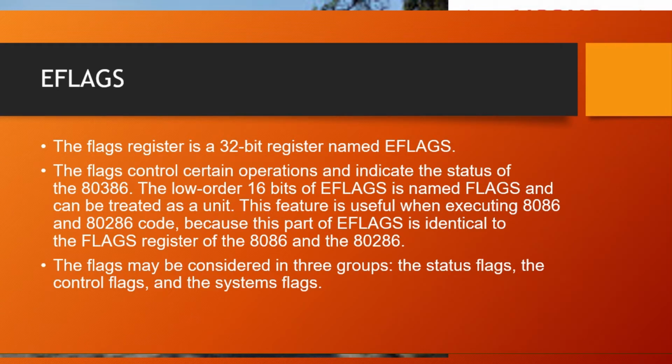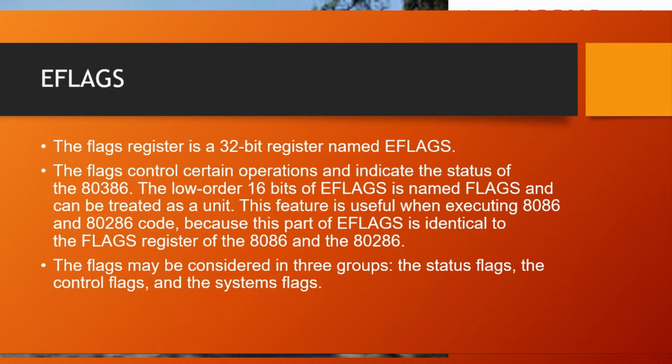It has some flags to provide status-related information about the instruction execution, and it also has control-related flags and system-related flags for various operations. The flags control certain operations and indicate the status of the 80386.